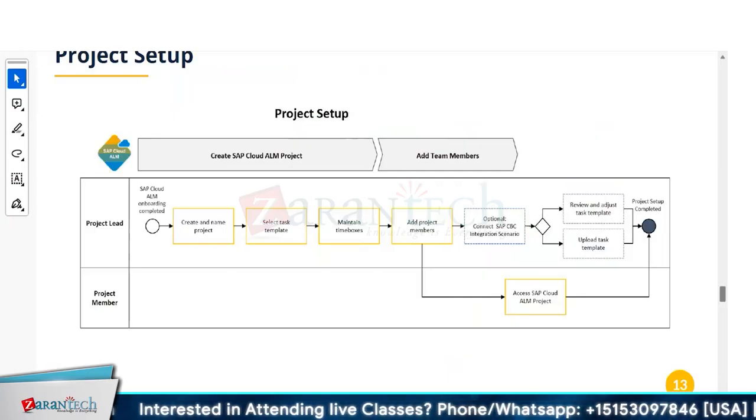So first thing obviously is to start with the SAP Cloud ALM onboarding. Then you create a project and give a name to the project. It will be done by the project lead, project manager, right? You select the task template, or you select the scenario or the activate roadmaps, whichever you want. Then you maintain time boxes. Then you add project members. So project members is like you create the teams and then add different members to the different teams.